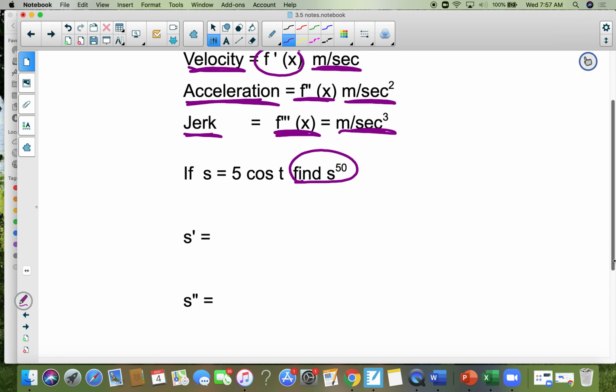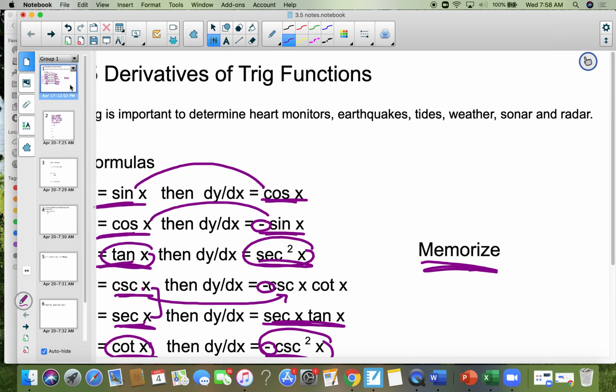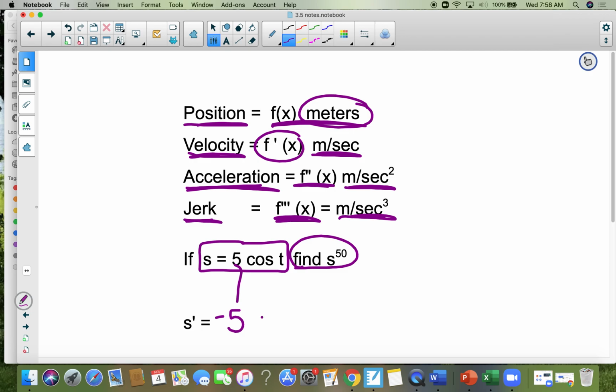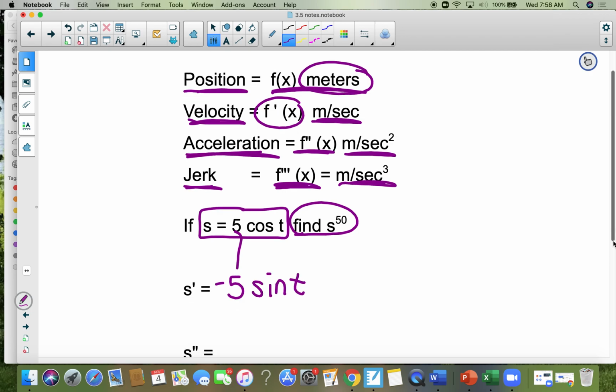So in this problem, they want us to find the 50th derivative, and this is the function. So we're going to find the first derivative. Whenever you have a number out in front, you can just drag it down. It's called a constant. You can always drag down the constant. The derivative of cosine on the other page is a negative sine. So I'm going to put a negative 5 sine of t. And then I'm going to keep going.